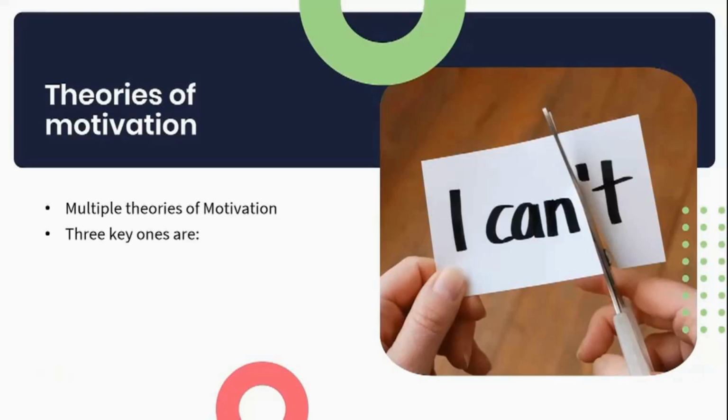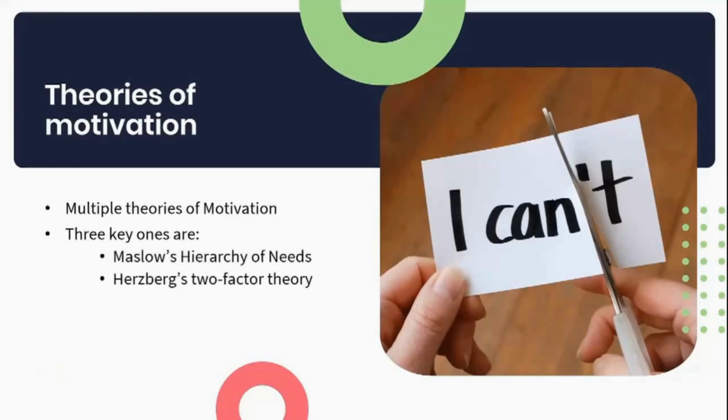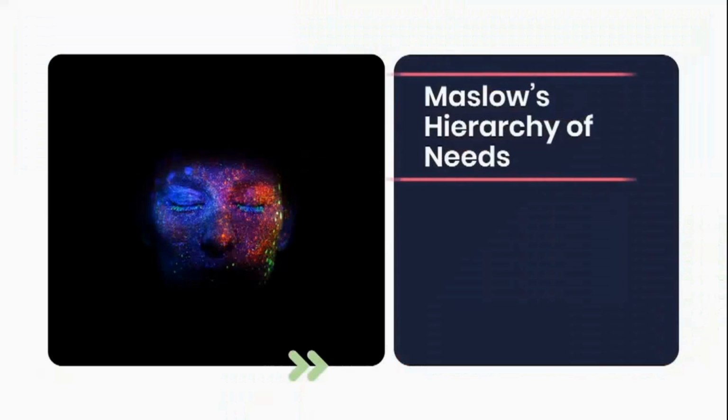examples. The 3 theories we're going to cover in the next section of this lesson are Maslow's hierarchy of needs, Herzberg's 2-factor theory, and Vroom's expectancy theory. So let's start with Maslow.